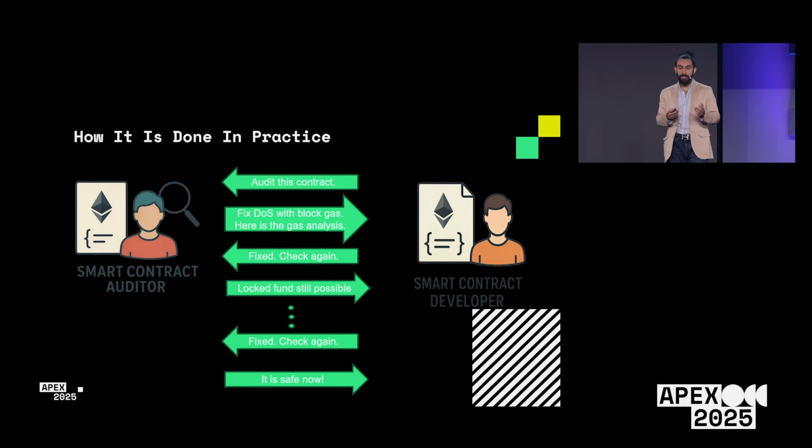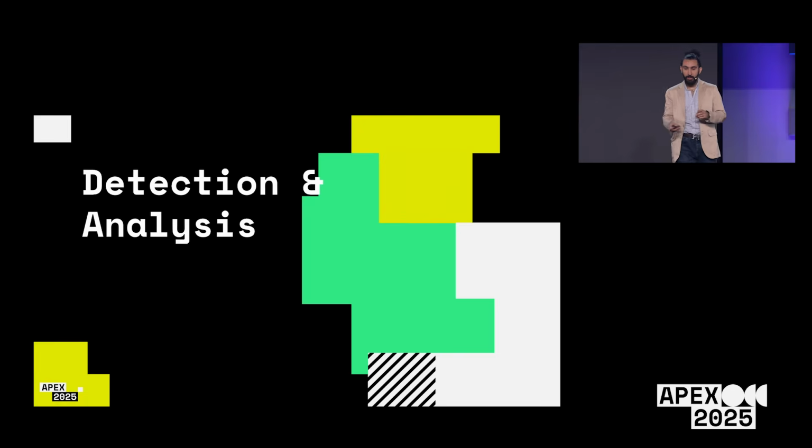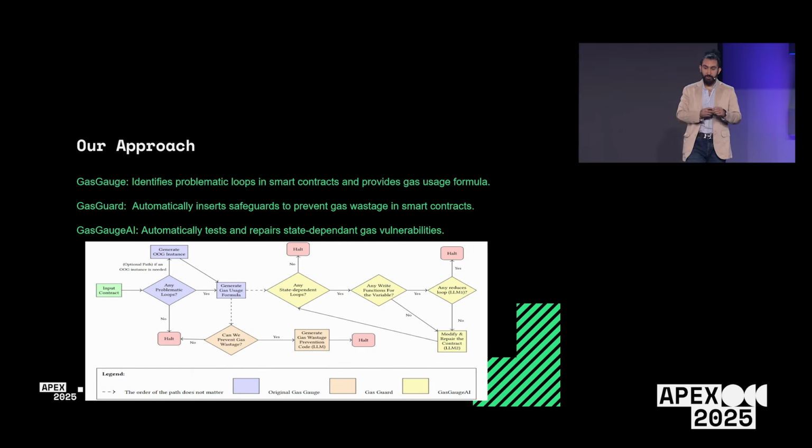In terms of time, it takes about 2 to 3 days for the auditors to audit the smart contract, and it typically takes a few days to a couple of weeks for the entire process to be done. That's basically the motivation behind the toolchain that we designed.